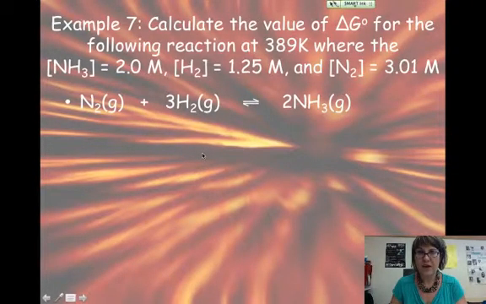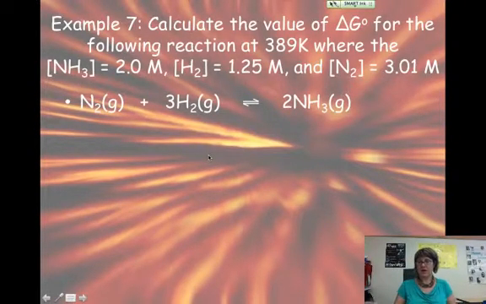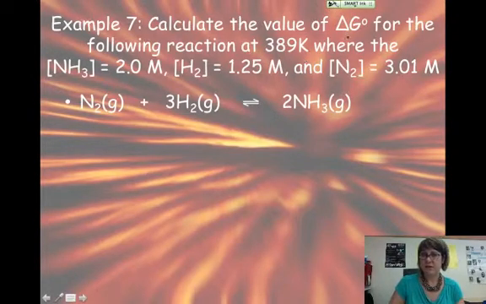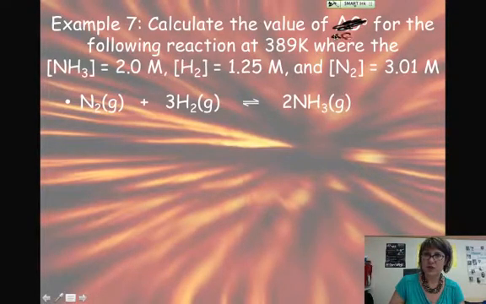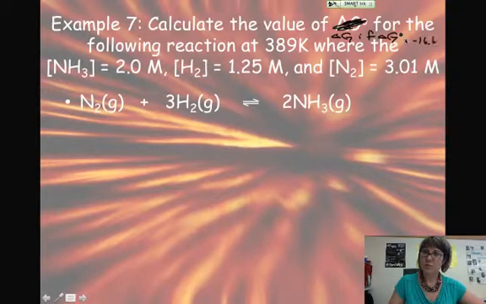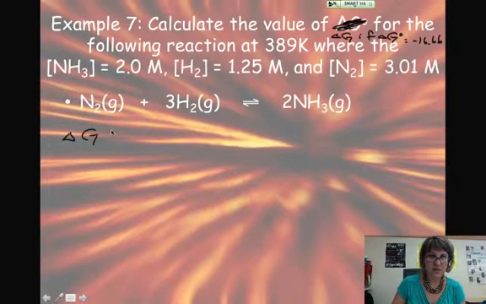So in this problem, we're given a set of values where we're not sure if they're equilibrium values or not. So we can't really say if it's G standard. So I'm going to look up G standard in the book. I believe your packet asks you to calculate delta G if delta G standard is equal to negative 16.66, because I looked it up for this reaction in my book. Alright, so let's change delta G standard into delta G for any old set of conditions.